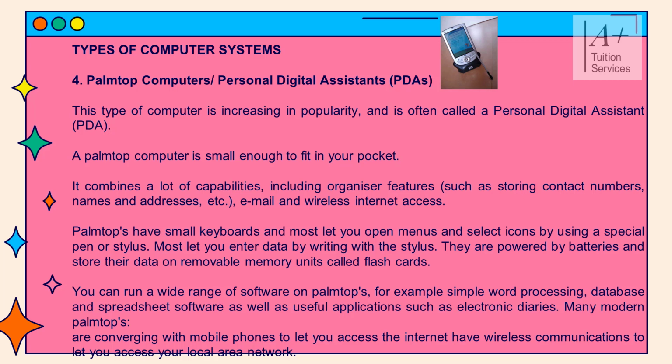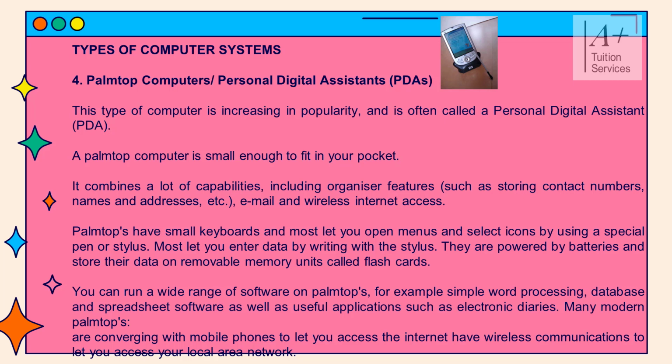It combines a lot of capabilities, including organizer features such as storing contact numbers, names and addresses, etc., email and wireless internet access. Palm-tops have small keyboards, and most let you open menus and select icons by using a pen or a stylus. Most let you enter data by writing with the stylus. They are powered by batteries and store their data on removable memory units called flashcards. You can run a wide range of software on a palm-top, for example, simple word processing, database and spreadsheet software, as well as useful applications such as electronic diaries.